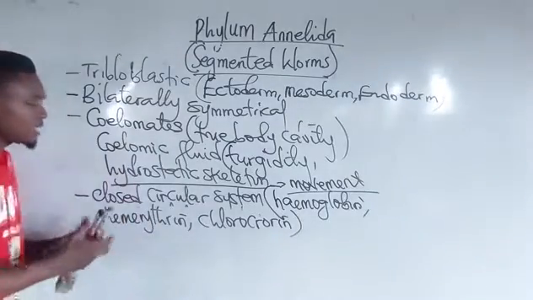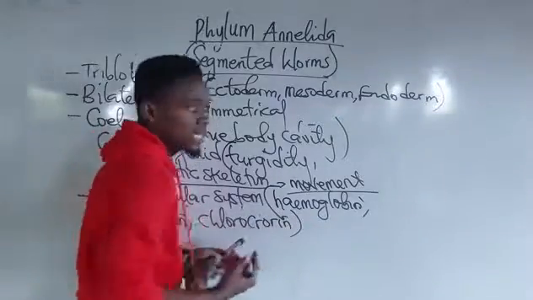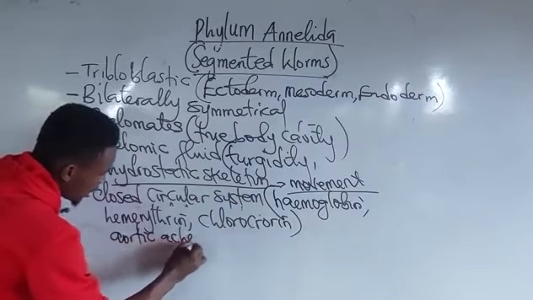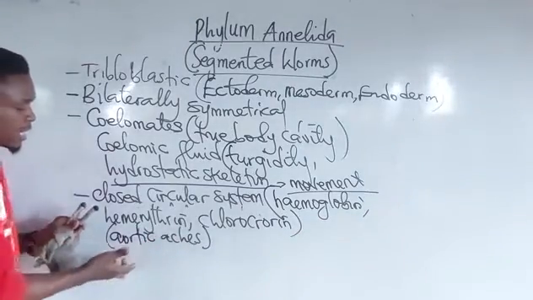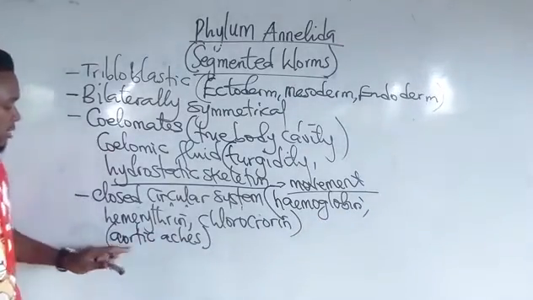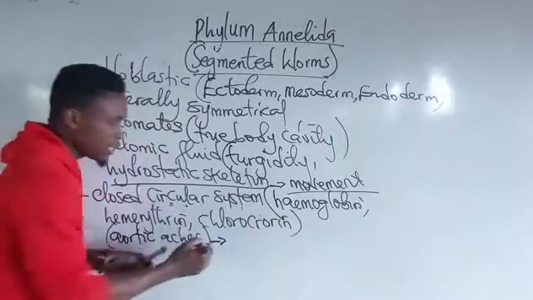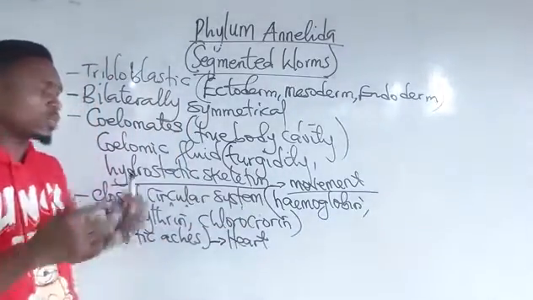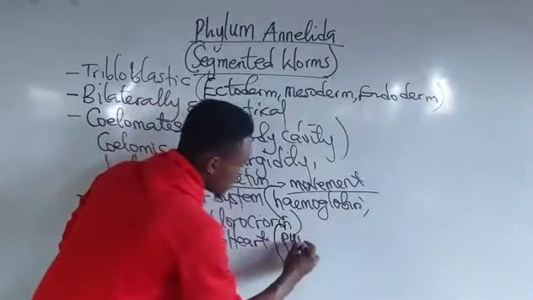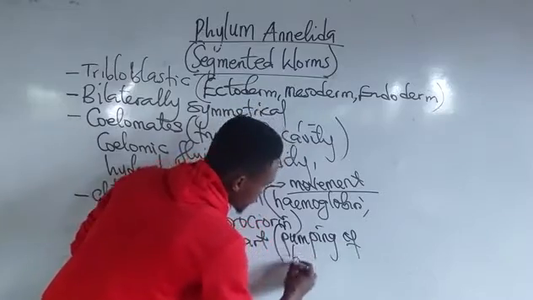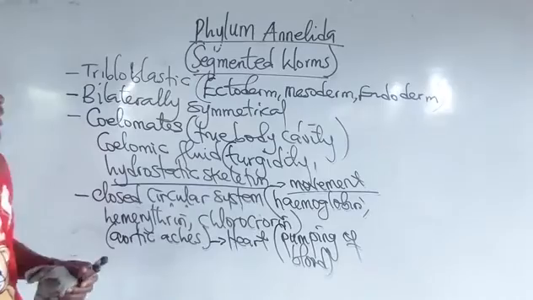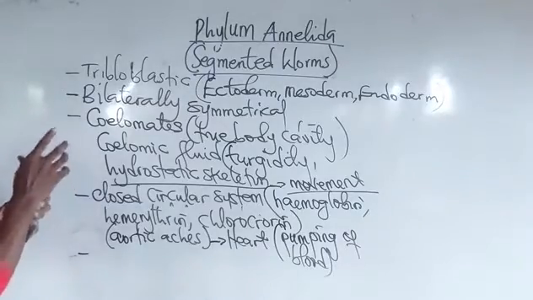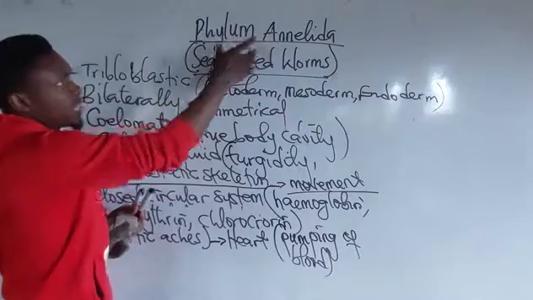Take note of that. And these worms have what acts as hearts in the pumping of blood around the body. This is called the aortic arches. This aortic arches can be said to be the heart in these worms. What is the primary function of the heart? It's for the pumping of blood. Everybody knows that. So please take note of that. It is very, very important. Closed circulatory system.